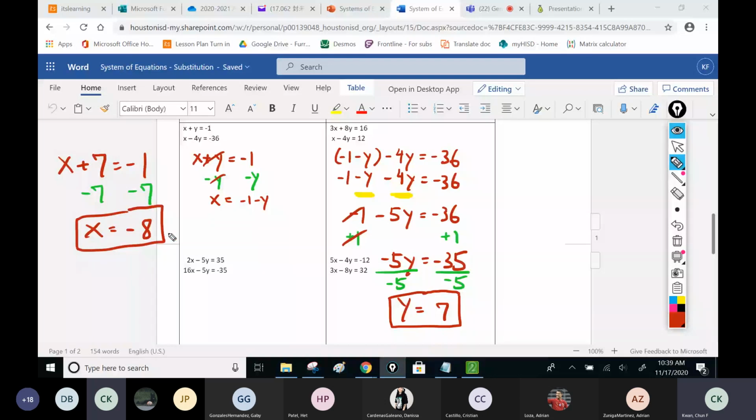So you got two answers. One of them is x equals -8. The other one is y equals 7.